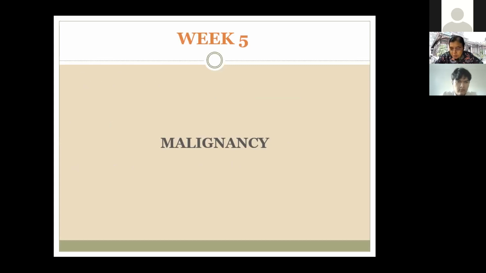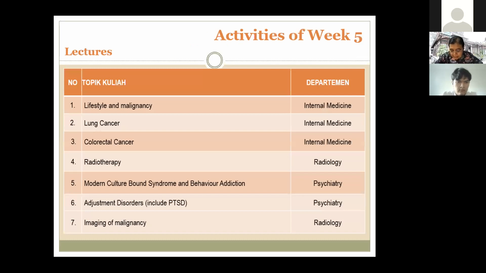Big 5 is malignancy. The most common lifestyle-related malignancies are lung and colorectal cancer. We know that cancer is a multifactorial disease, but many epidemiological studies have shown that smoking is the one factor that is strongly related to lung and also colorectal cancer. Here we have the lecture background of this activity. Week 5, lifestyle and malignancy, lung cancer and colorectal cancer from internal medicine.